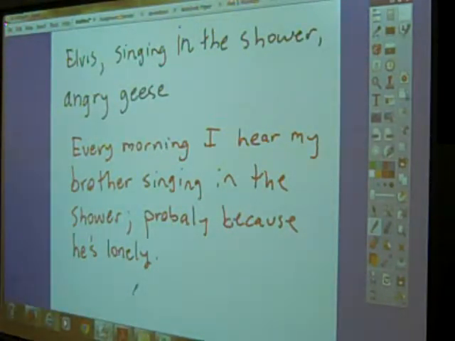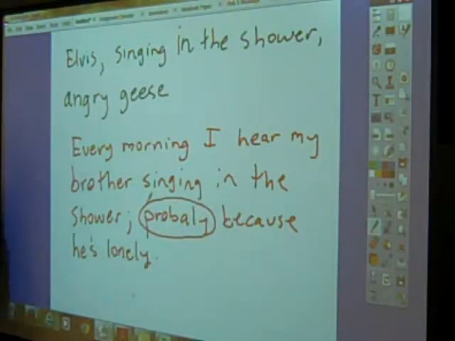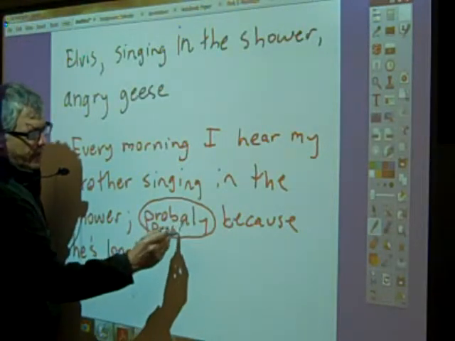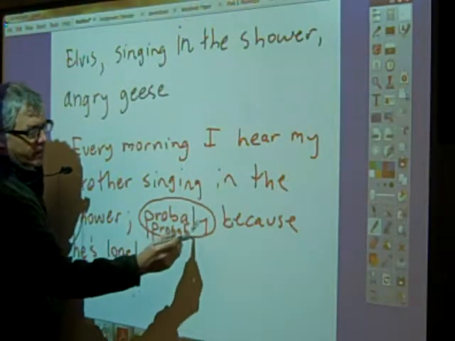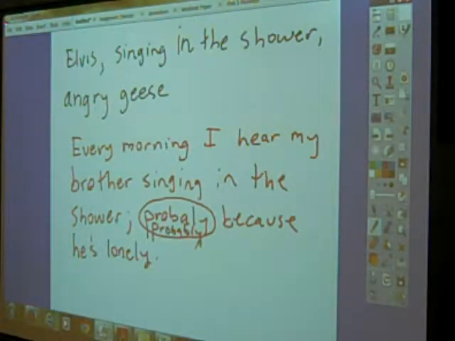All right, what do you think? It says here, every morning I hear my brother singing in the shower, probably because he's lonely. Comments? Questions? Criticism? Corrections? Compliments? What do you have? Kira, what do you want to say? I think probably is spelled wrong. Do you have any idea how to spell it? Any ideas? What do you think, Hunter? P-R-O-B-A-B-L-Y, probably. That look better? So he just dropped a V, didn't he?